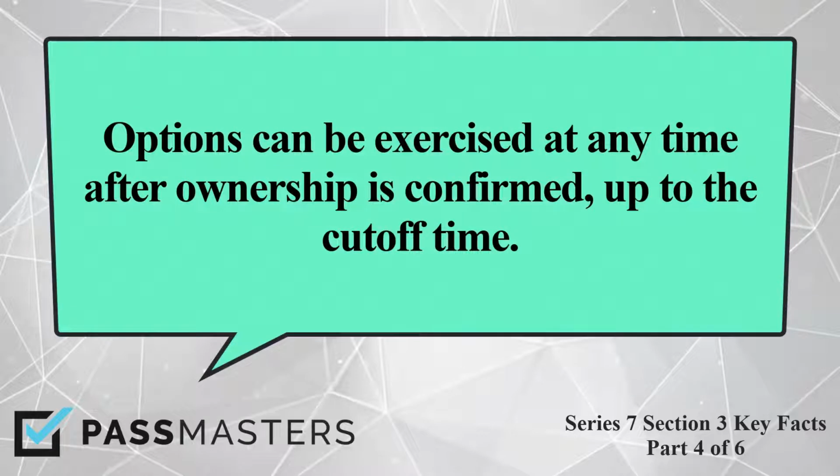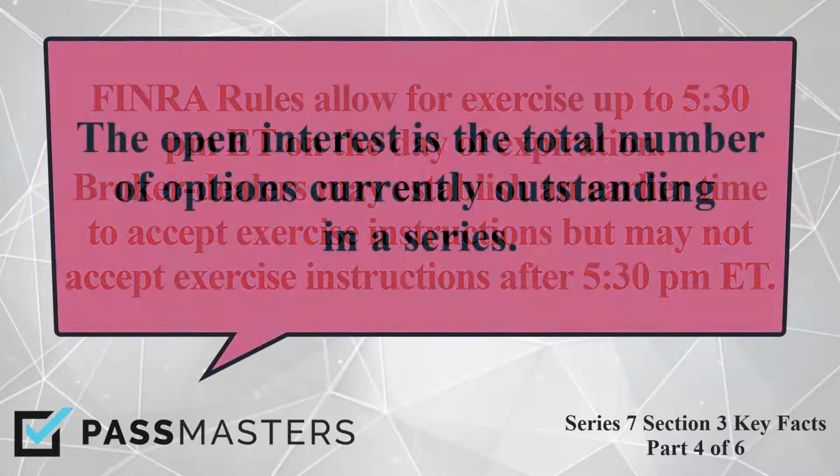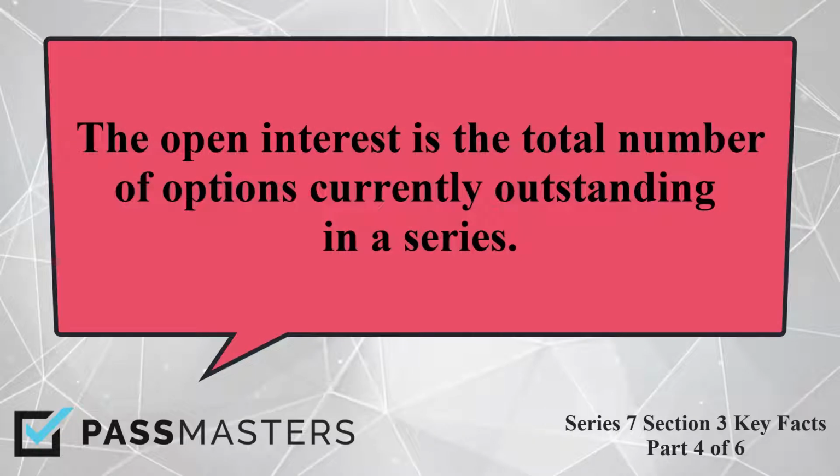Options can be exercised at any time after ownership is confirmed, up to the cutoff time. FINRA rules allow for exercise up to 5:30 p.m. Eastern Time on the day of expiration. Broker-dealers may establish an earlier time to accept exercise instructions, but may not accept exercise instructions after 5:30 p.m. Eastern Time. The open interest is the total number of options currently outstanding in a series.